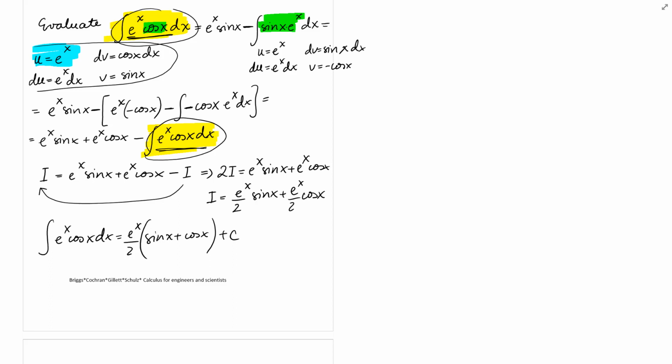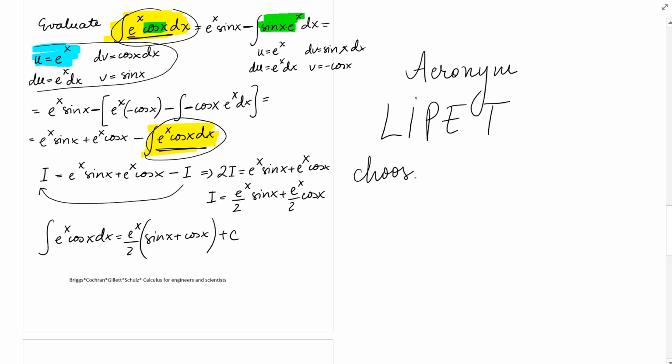Now there is an acronym that might help you decide which one is the function u. Here we start with finding u. So the acronym is LIPET. So how do we choose u? We choose the logarithmic function if we have a logarithmic function. If we don't have that, but we have an inverse trigonometric function, then we will choose that. Or we'll choose a polynomial if we have a polynomial first. We use exponential if we have an exponential, and just at the end we use the trigonometric one.